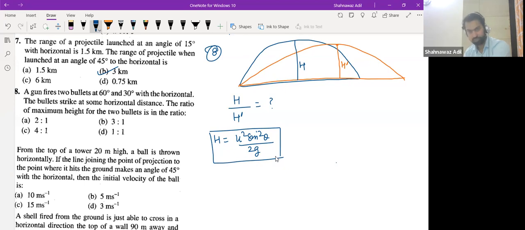Sir, what value should we take for g? G you know is 10. But you will not need the value of g to solve this. Okay, sir.